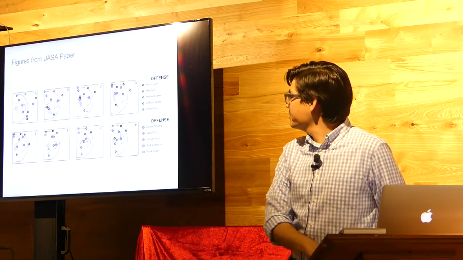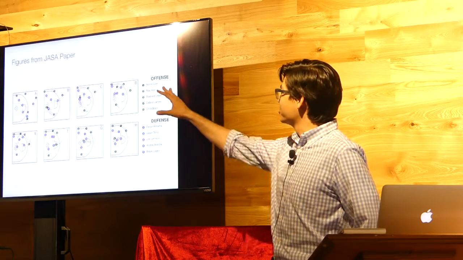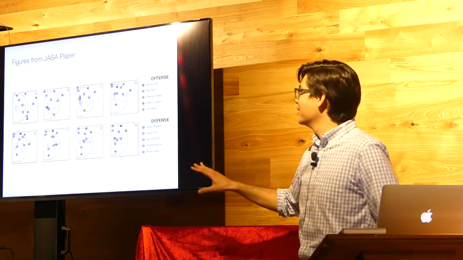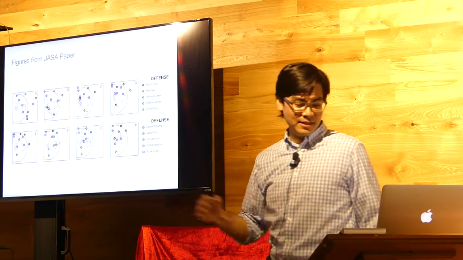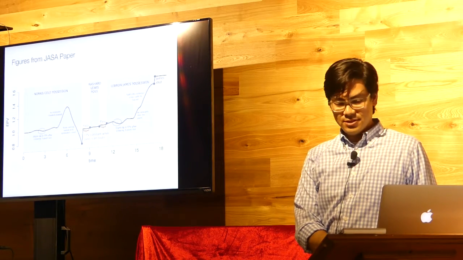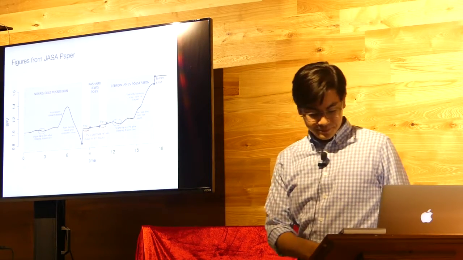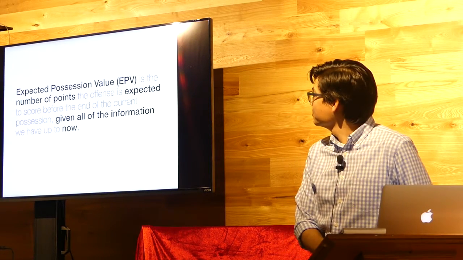Okay. Yeah, these are figures from a basketball paper we actually managed to get published in the Journal of the American Statistical Association, which we're super proud of. These are figures from that paper that show a different possession that has a little bit more meat to it. And yeah, we're excited about that.